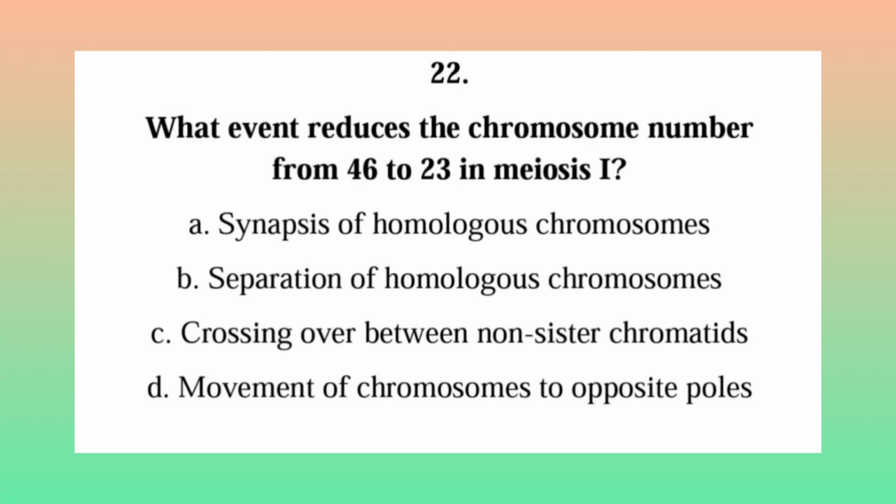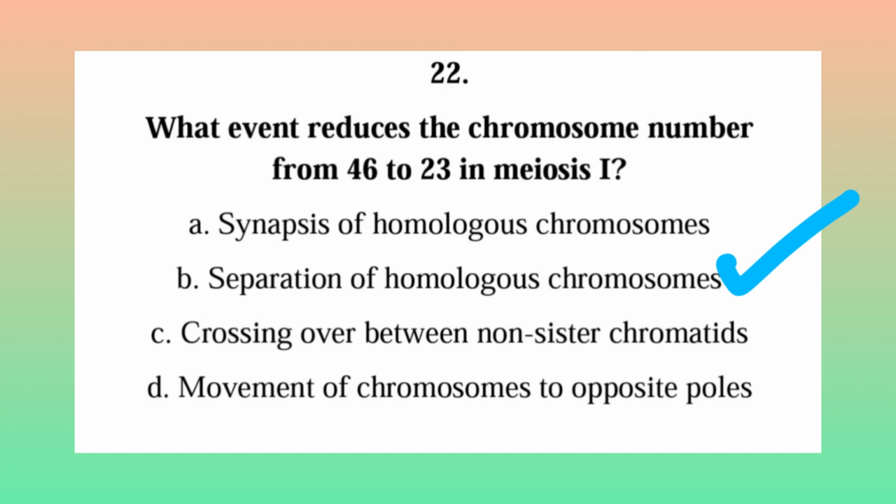22. What event reduces the chromosome number from 46 to 23 in meiosis 1? A. Synapsis of homologous chromosomes. B. Separation of homologous chromosomes. C. Crossing over between non-sister chromatids. D. Movement of chromosomes to opposite poles. Answer B. Separation of homologous chromosomes.